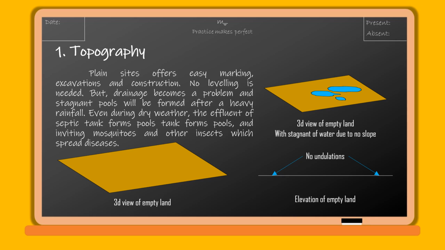Plain sites offer easy marking, excavation, and construction, and no leveling is needed. But drainage becomes a problem, and stagnant pools will form after heavy rainfall. Even during dry weather, the effluent of a septic tank forms pools, inviting mosquitoes and other insects which spread diseases. But the flat surface of the land is still preferred for construction.